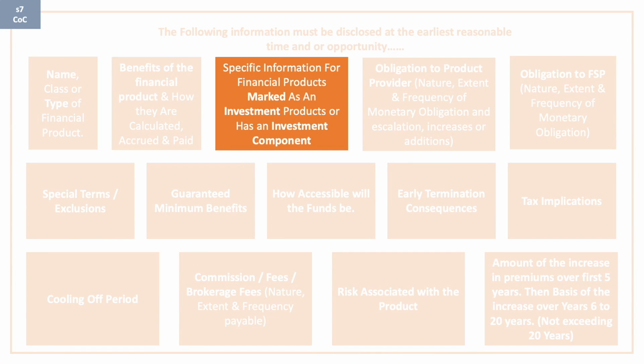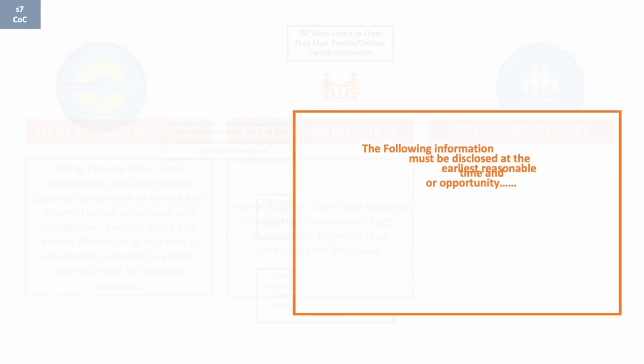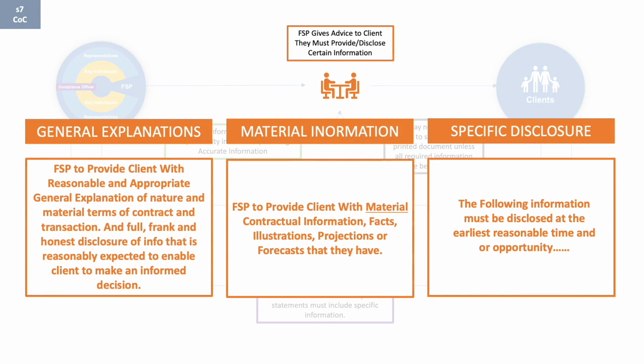So now we have covered all the elements relating to when the FSP gives advice to the client. What information the FSP must provide or disclose when rendering the financial service. In terms of specific disclosure, Section 7 of the Code of Conduct goes into detail as to what needs to be disclosed.